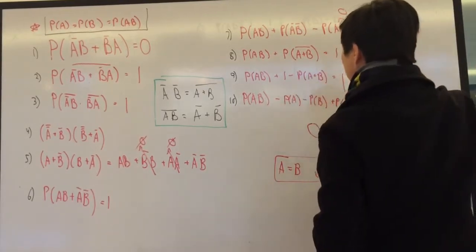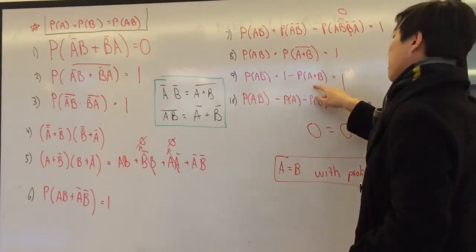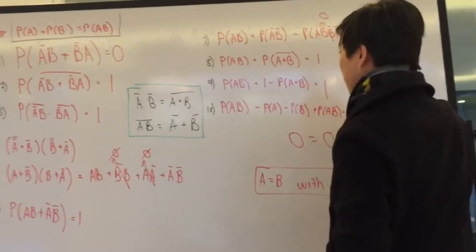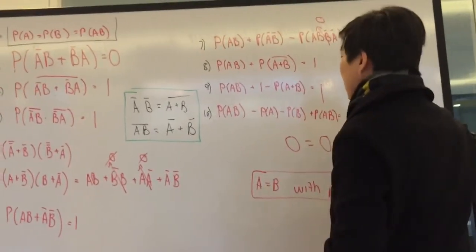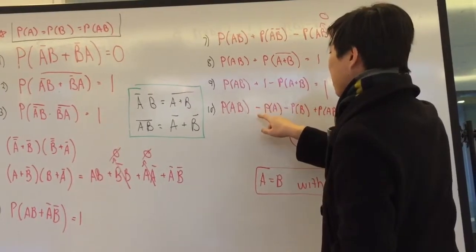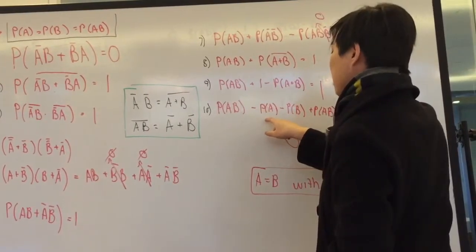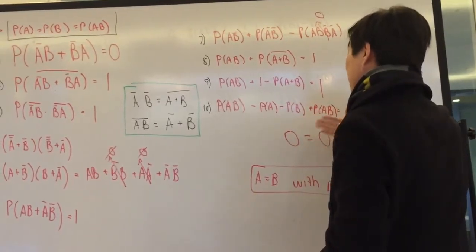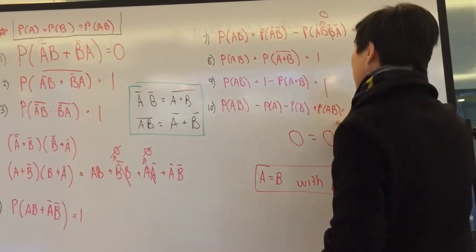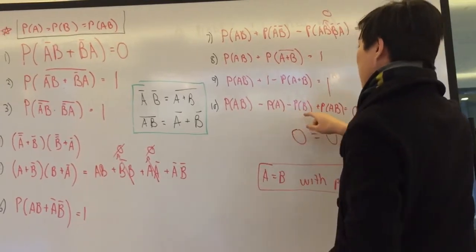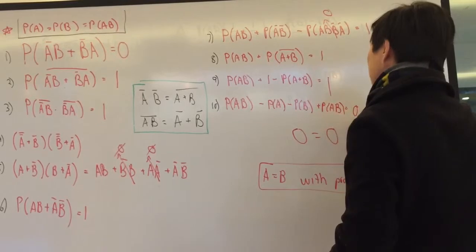So the ones can cancel out, and we can expand again the probability of A plus B out to the probability of A plus the probability of B minus the probability of AB. But since there's a minus in front, we have to take account of that. So it results in minus the probability of A minus the probability of B, and the minus minus results in a plus the probability of AB. So finally we have the probability of AB minus the probability of A minus the probability of B plus the probability of AB is equal to 0.